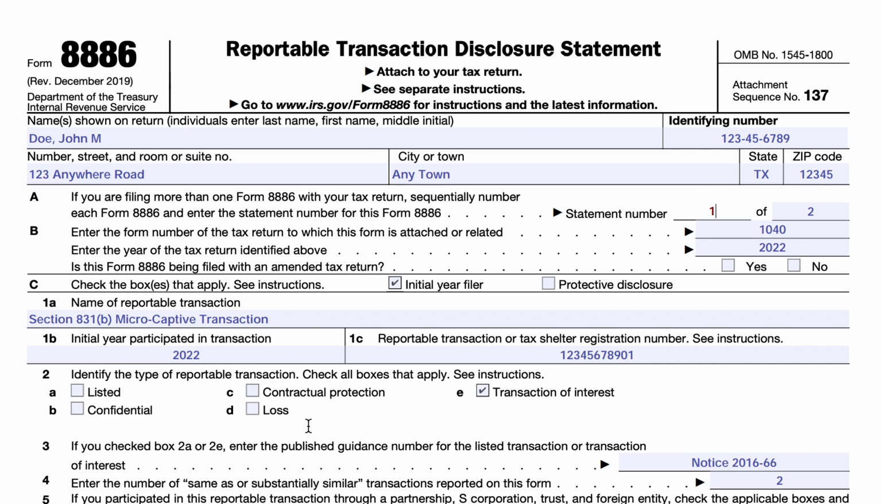In line 2, we're going to check one of the 5 types of reportable transactions. So a listed transaction is one that is the same or substantially similar to a transaction that the IRS has determined to be a tax avoidance transaction. So it's basically already listed. You can find guidance on that in Internal Revenue Notice 2009-59, and the IRS maintains an updated list of listed transactions on its website.